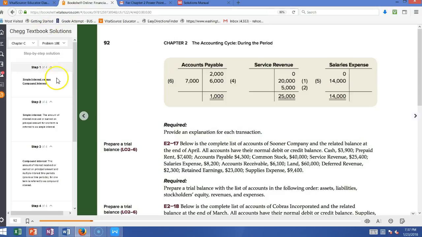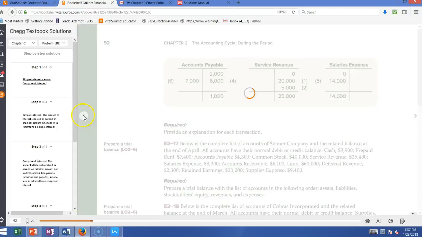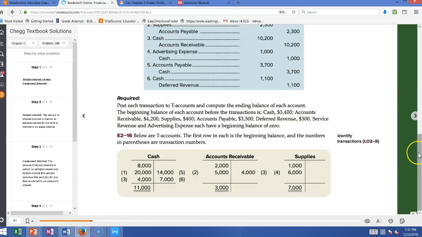That's it, right? So basically, guys, what you're doing is you're gaining an understanding of these transactions and probably what happened. Does that make sense?